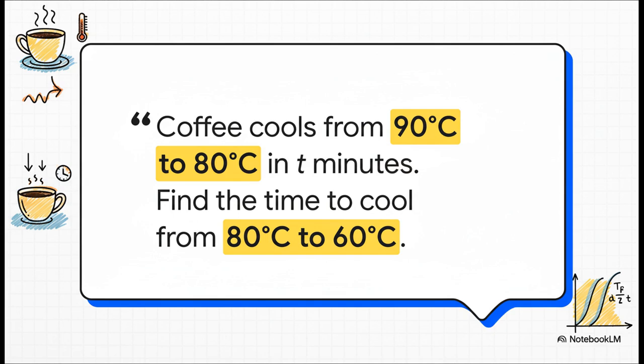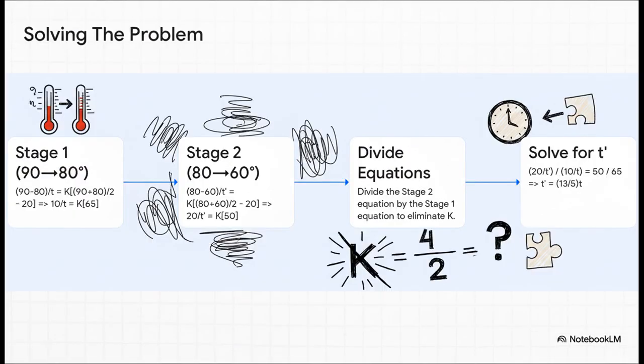All right, it's the moment of truth. Let's circle all the way back to that NEET 2021 question. That cup of coffee cooling down in 2 different stages. We now have the exact tool we need to solve it, and it's that approximation formula for Newton's law of cooling. Okay, let's walk through this. First, we apply the formula to stage 1, cooling from 90 down to 80 degrees. We plug in the numbers, and that gives us our first equation. 10 divided by T equals K times 65.